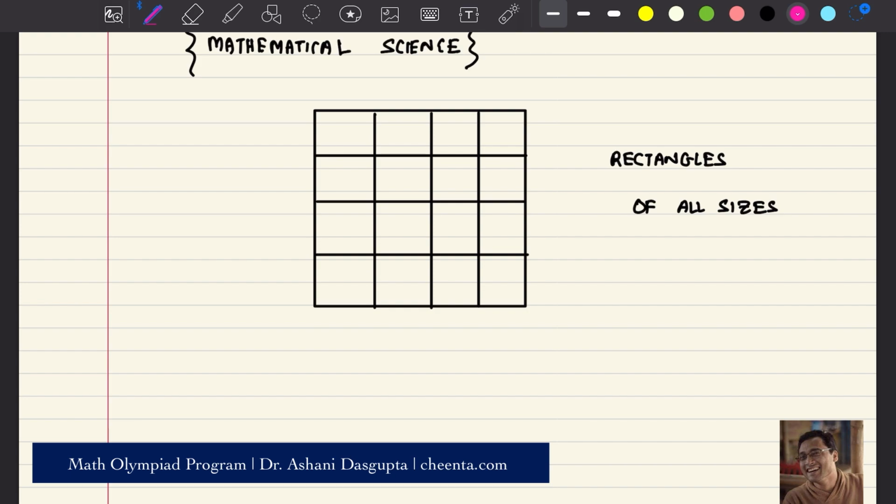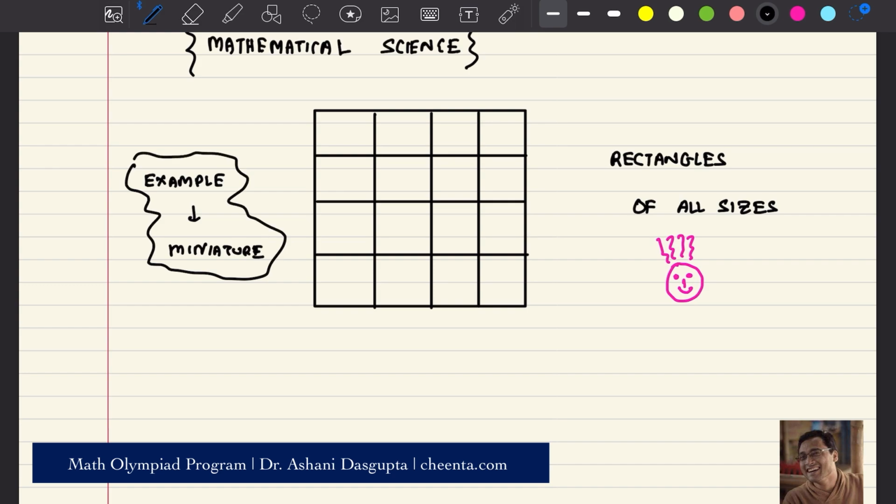So I would urge you to think about it. Okay? Think. You should pause the video and think. Now, remember, I talked about example making or miniature. This is a problem solving strategy. I talked about this a few videos ago, so you can check that out as well. We will use it in this particular example.